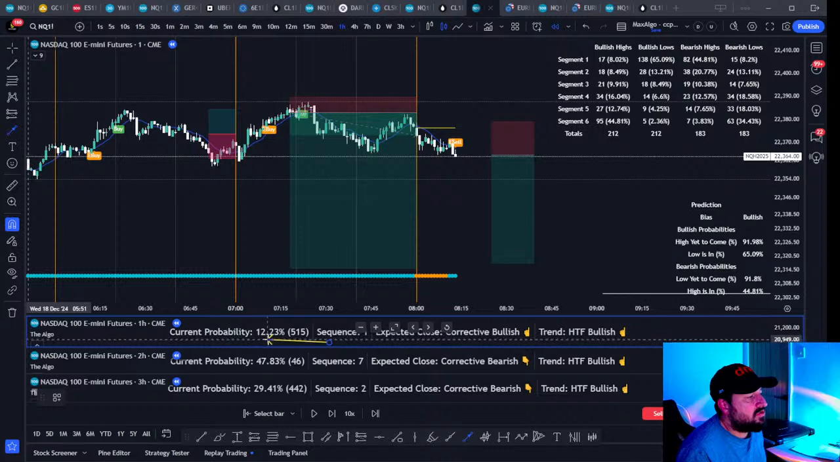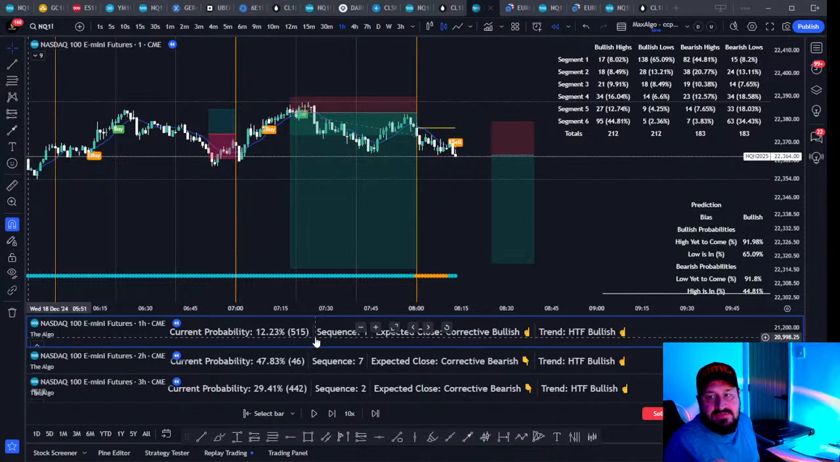Here there is a 12.23% probability that we close bullish, 515 times. 12.23% close bullish, meaning 87% of the time we closed bearish. We closed down. So when we get the sell signal with the algo, that probability needs to be 70% or higher in the favor of the direction of the trade.